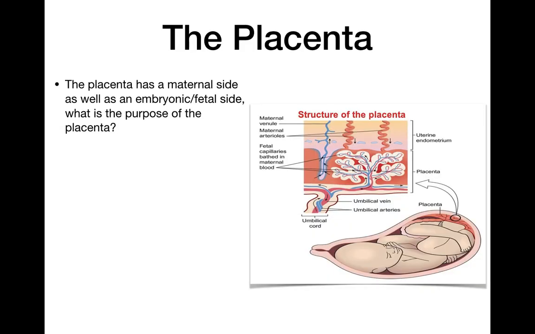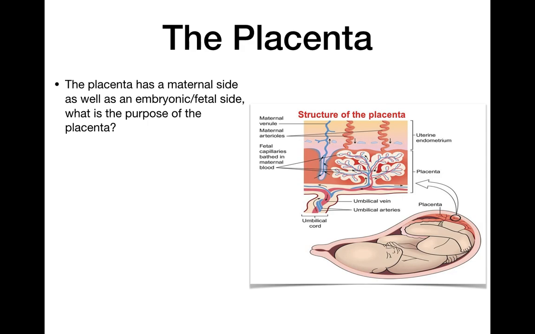Okay, let's talk about the placenta. The placenta is a structure that connects the mother to the embryo and the fetus. It has two parts. It has an embryonic side and it has a fetal side. So this umbilical cord connects to the fetus, the fetal side of the placenta, and here we have the maternal side of the placenta. What is the purpose of it? What does it do?